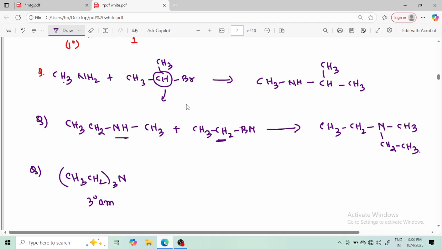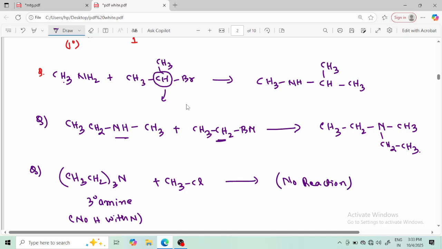Okay, and let's say it's reacting with this CH3Cl. Now here this 3-degree amine has no hydrogen with nitrogen, yes or no? So here, since hydrogen is absent, no hydrogen is there with nitrogen, so it will not give any reaction. So here you will not get any reaction, any product. Okay, clear? Got it?